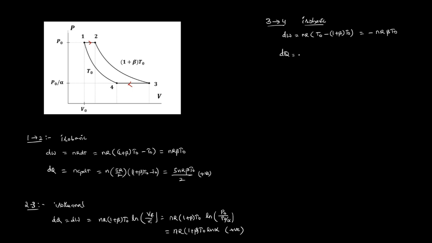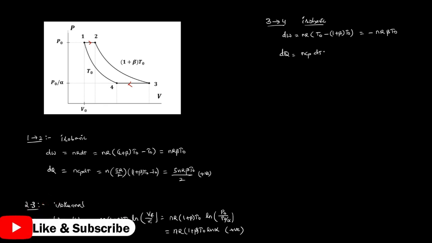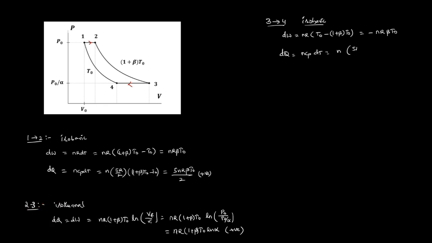And what about the dQ? dQ is equal to again n Cp dT, n into Cp value 5R by 2 into dT value, T naught minus (1 plus beta) T naught. So here also we'll get a negative Q value, minus 5 by 2 nR beta T naught. This is negative. That means heat is rejected in this process, so while calculating the efficiency, we should not count this. Next, 4 to 1, again isothermal.